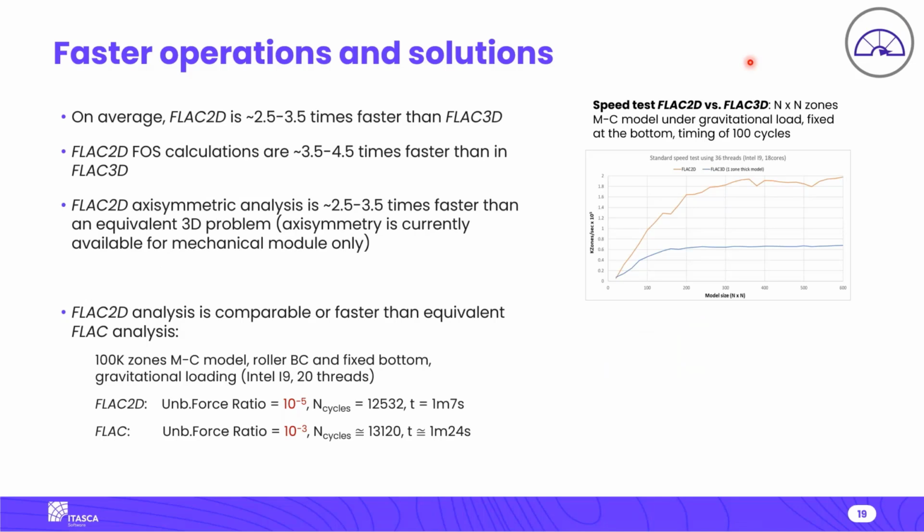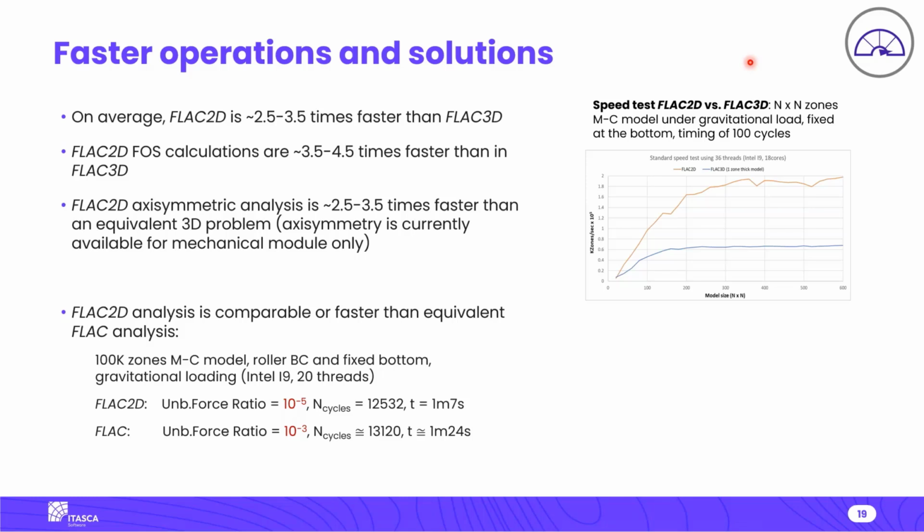When compared to FLAC3D, FLAC2D runs 2.5 to 3.5 times faster. This is mostly because of internal structure of zones that's used in FLAC2D. Factor of safety analysis run 3.5 to 4.5 times faster in FLAC2D compared to FLAC3D. And similar numbers are available for axisymmetric analysis in FLAC2D, even though it's right now implemented only for mechanical module.